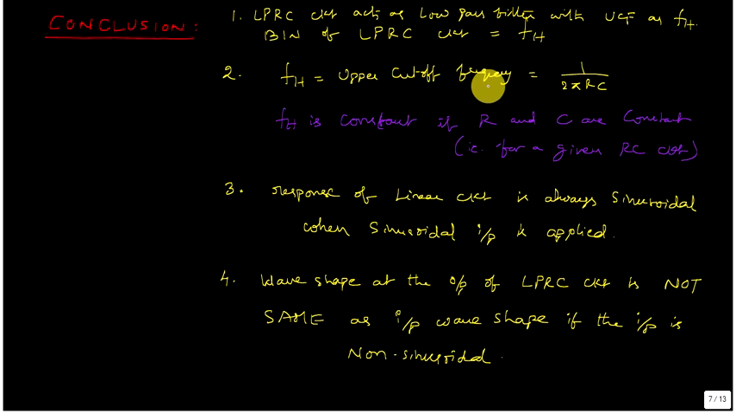FH is the upper cutoff frequency, which can be calculated if you know the R and C values of the given circuit. From the formula 1 by 2 pi RC, FH can be known. FH is constant if the R and C values are constant. The response of a linear circuit is always sinusoidal in nature when the input signal is sinusoidal. And the fourth one is that the wave shape at the output of the low pass RC circuit is not the same as the input wave shape if the input is non-sinusoidal. So these are the important conclusions related to the response of the low pass RC circuit for a sinusoidal input.